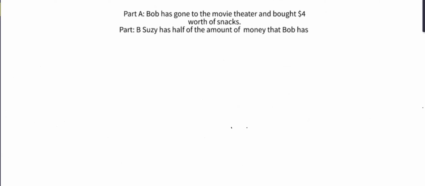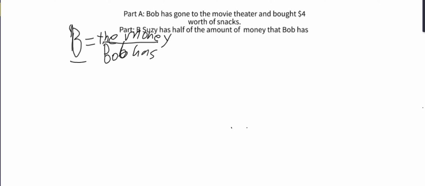Okay, now let's look at this new problem that we have. First, let's focus on part A. Bob has gone to the movie theater and bought $4 worth of snacks. So let's see how we can represent this using our newfound knowledge of variables. Like we did in the last problem, I'm going to let B be equal to the money that Bob has. So now that we know that B is the money that Bob has, his new money will just be the money he had previously, and then subtract $4 because that's the amount he spent on snacks.